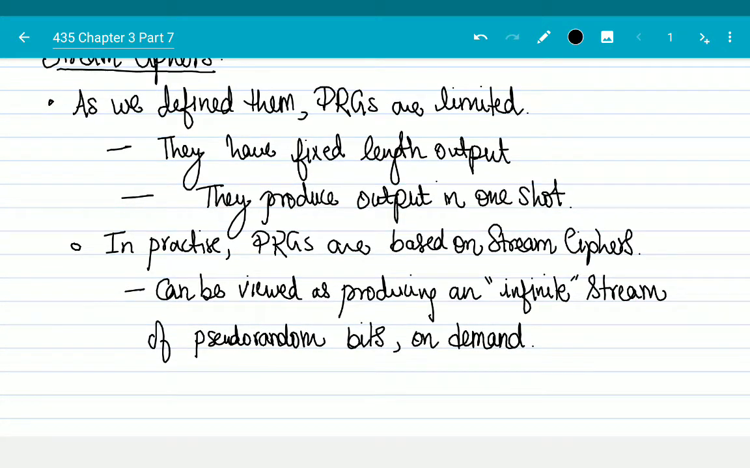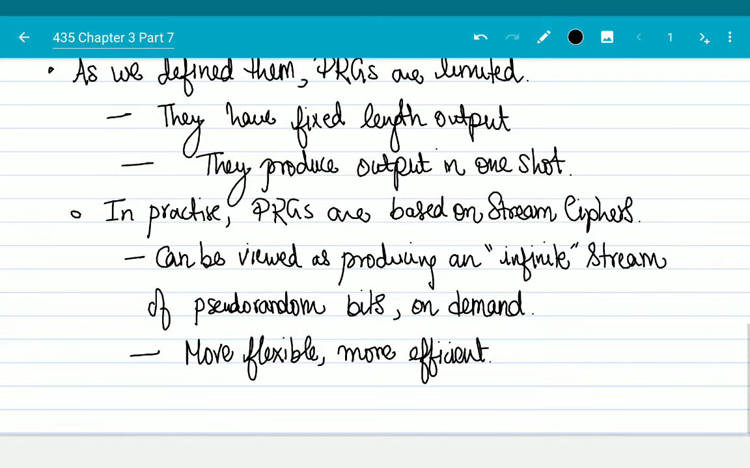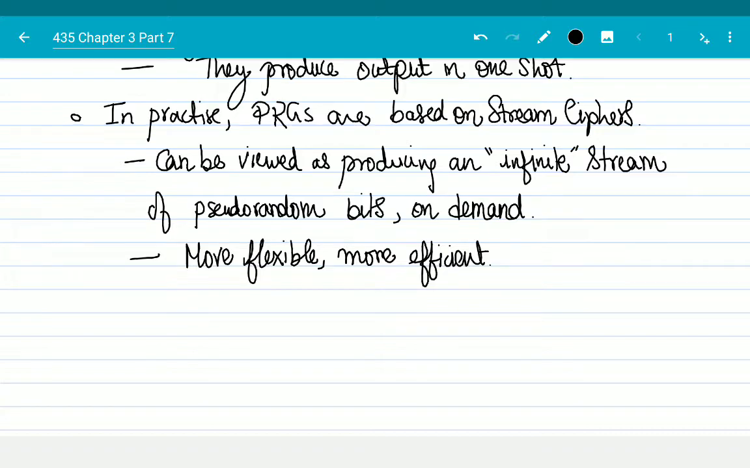Okay, and because of that, it's much more flexible and more efficient. Technically, in that case, you don't have to pad your messages to the exact length, because you can always more or less say, okay, I want some random length. I'm going to take these many bits, get my stream cipher to output those many bits. They're going to be pseudo-random, and use that.